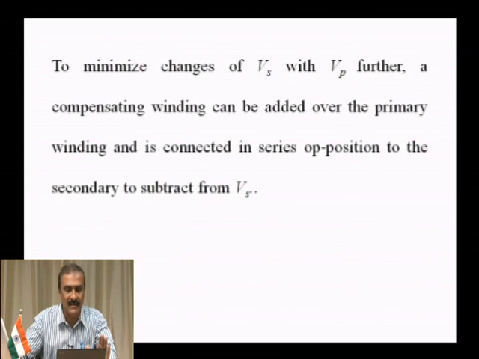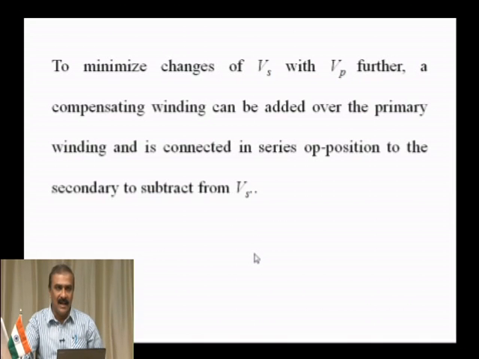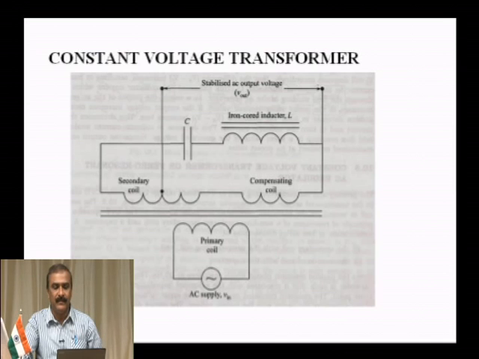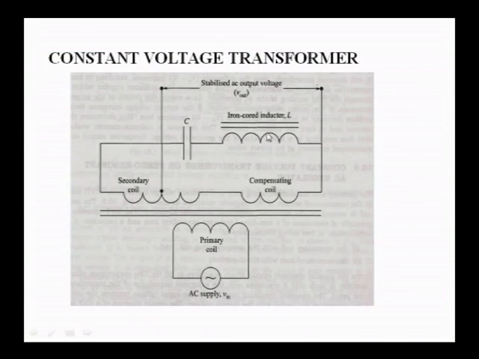So, to minimize changes of secondary voltage with respect to primary voltage, a compensating winding can also be added. This has been shown in the earlier diagram: the compensating winding is added over the primary winding and is connected in series opposition to the secondary to subtract from Vs. This point is to be underlined. We have shown this in this diagram: secondary coil, primary coil, compensating coil and inductor. This is your inductor core with the capacitor, connected in series. The description is given here.